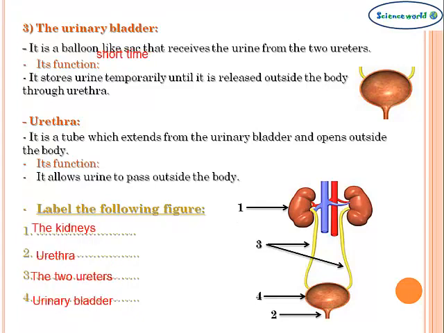So, I will tell all the functions of the organs as a story. The two kidneys receive blood from arteries and then filter it. They produce urine that passes through the ureters. The urine reaches the urinary bladder, which stores it for a short time until it passes outside the body through the urethra.